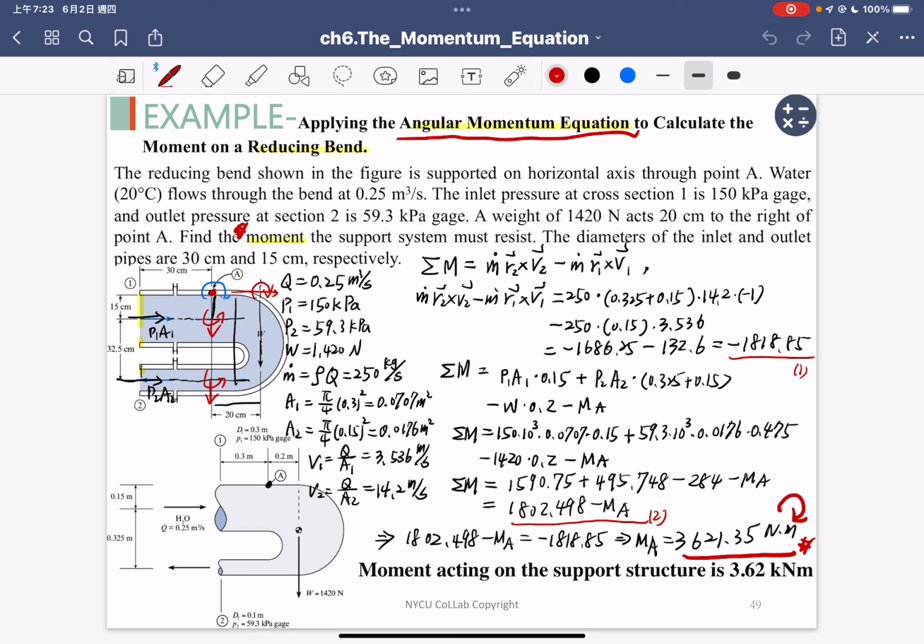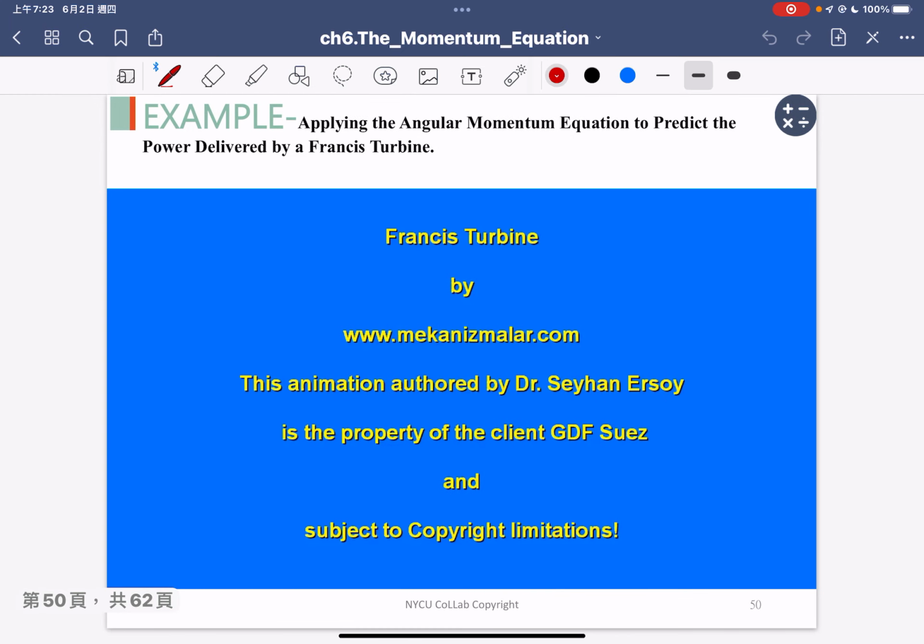Last class we finished the one question related to the angular momentum equations. So here we have additional questions also associated with the angular momentum equations. And the topic we would like to predict is the power delivered by the Francis turbines.